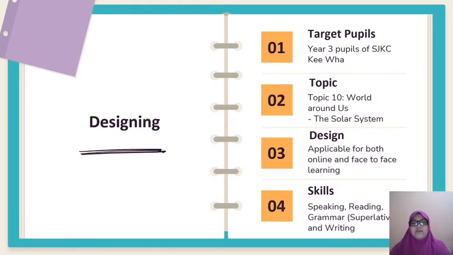And the fourth one is the skills that we need in this lesson, where it emphasizes speaking, reading, listening, grammar, which focuses on the superlative, and also writing. Okay, I think these are the four things that need to be considered when I design the lesson plan.